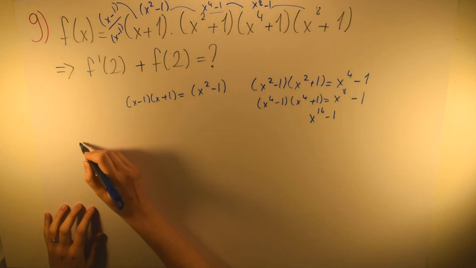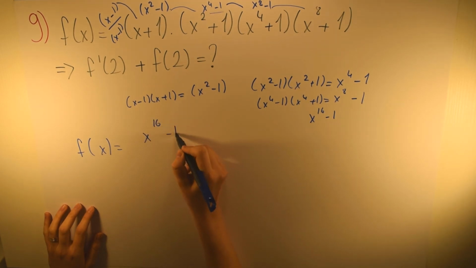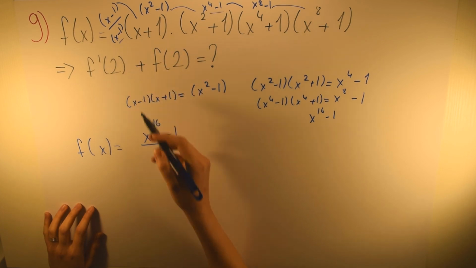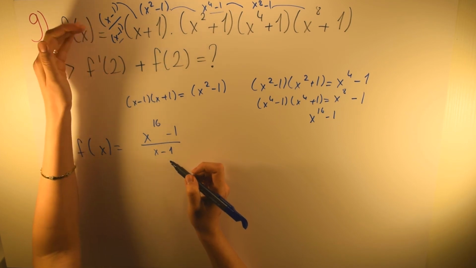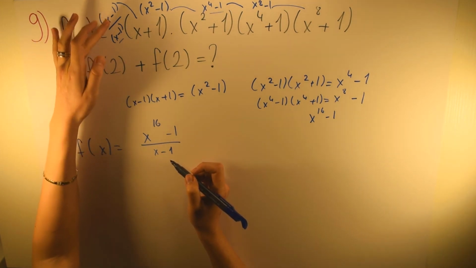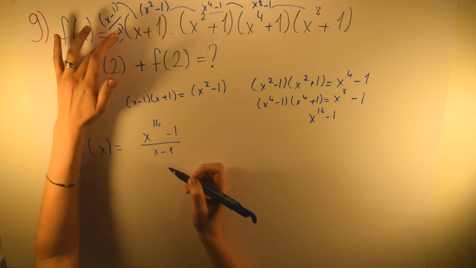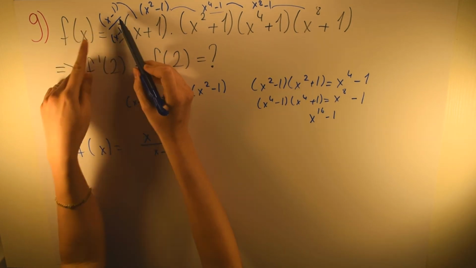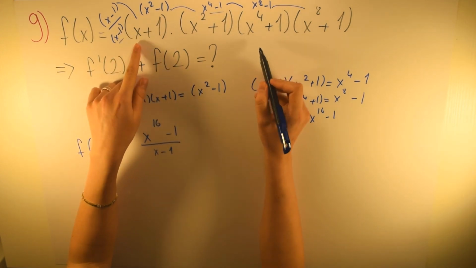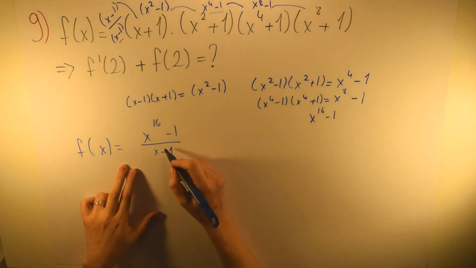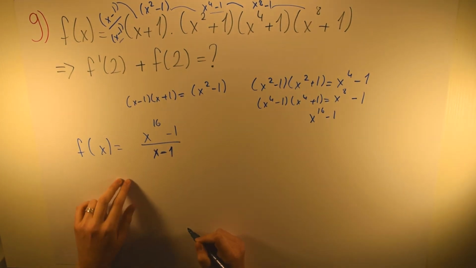So our function f of x will become x to the power of 16 minus 1 over x minus 1, right? Don't forget this x minus 1, because in order not to affect the function, I should also divide this expression by the same expression. So I multiply by x minus 1, and also I divide by x minus 1 in the beginning. So our f of x is now x to the power of 16 minus 1 over x minus 1.